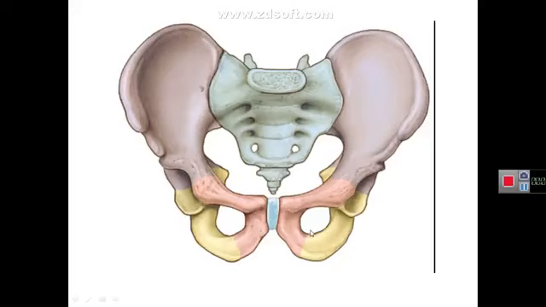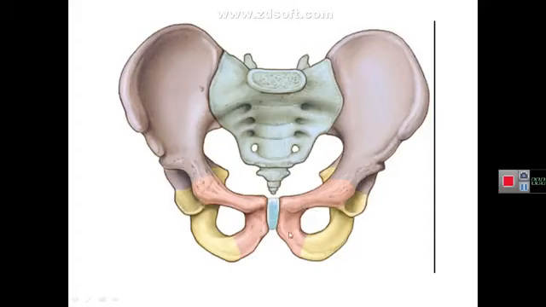In order to revise the general anatomy of the hip bone, the hip bone is formed of three parts: the pubis, which is pink in color here, the ilium, violet in color, and the ischium, which is yellow in color. These three bones meet at the concavity of the acetabulum, as you can see.